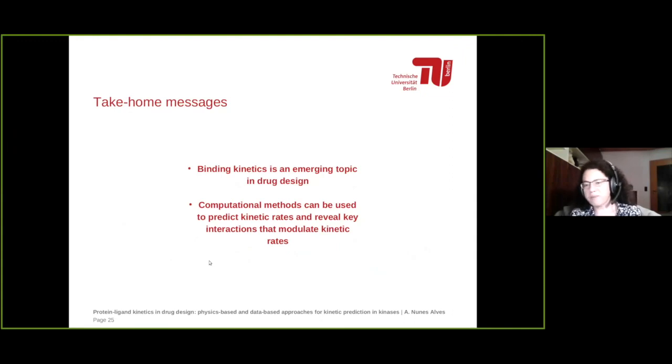And the take-home message here, I hope I convinced you in the introduction, is that binding kinetics is an emergent topic in drug design because it's better to describe non-equilibrium systems. And computational methods like COMBINE and τ-RAMD can be used to predict kinetic rates and also to reveal key interactions that modulate such kinetic rates.